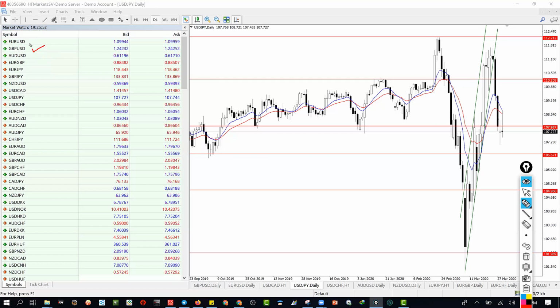We have the euro against the American dollar. We have the British pound sterling. We have the Australian dollar. We have the New Zealand dollar. We have the USD Canadian. We have the USD yen, and then we have the USD Swiss franc. You can see there are 1, 2, 3, 4, 5, 6, 7. Can you see that? Yes. So those are the major currency pairs in the forex market.